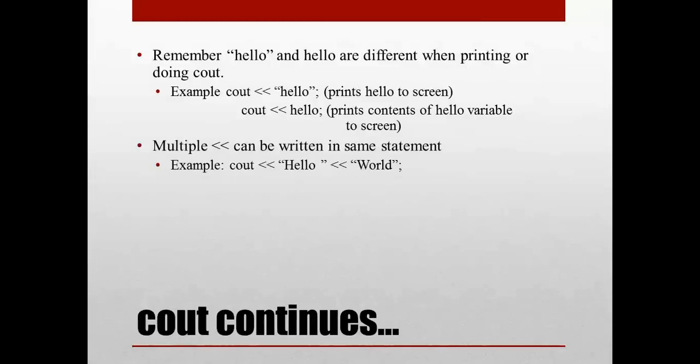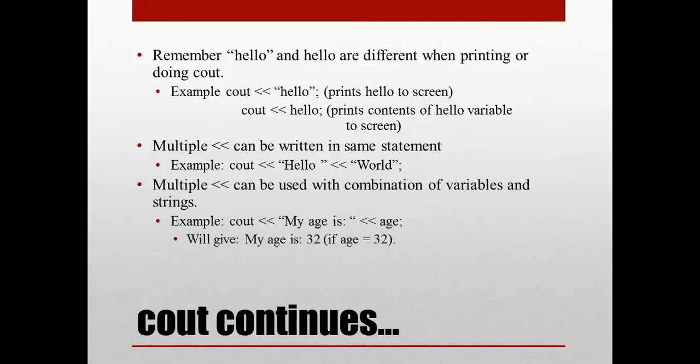You can use multiple less than signs with the same cout statement. For example, you can say cout << hello, then another two less than signs, then world. Probably you can notice here I have put one space in between. That's because I want to print hello, then one space, then world. It's not going to put any space for you unless you define it to.